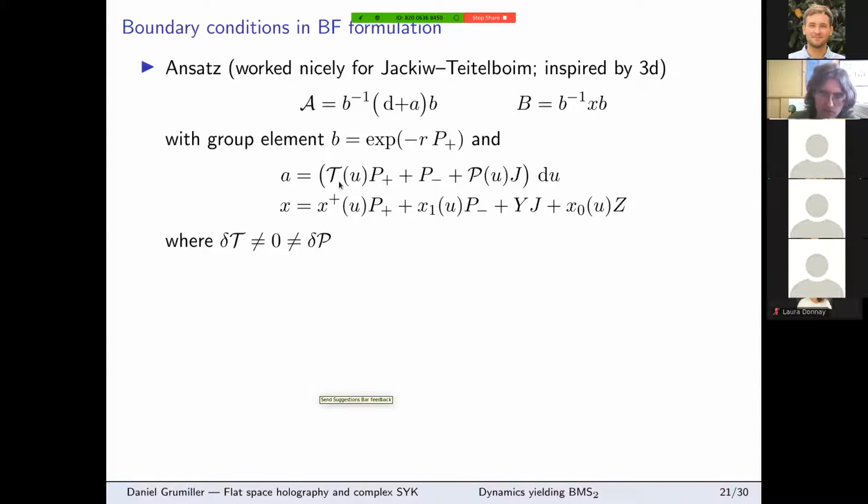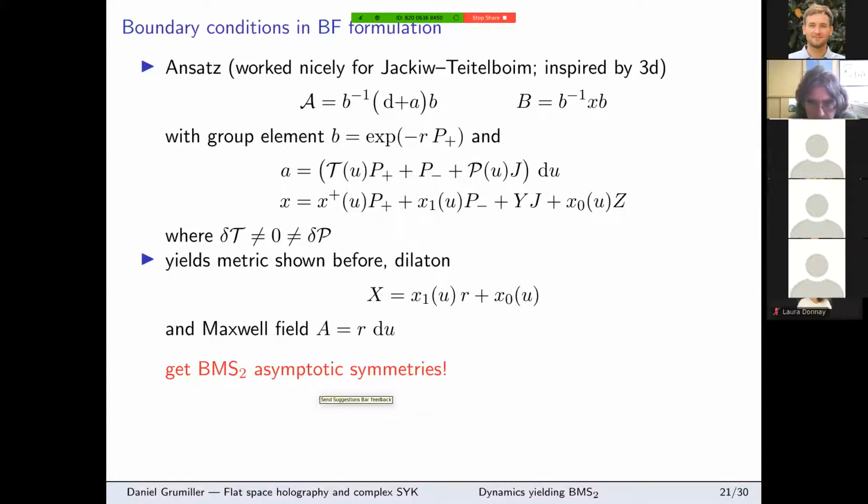And it turns out in order to get our boundary conditions on the metric, you have to pick the boundary connection a in the following way, where T and P are the 2 state-dependent functions that appeared earlier in our discussion of asymptotically flat metrics. Okay, and you do a similar thing for the scalar field. So also this scalar field B is decomposed into a boundary scalar field X and this same group element B. And our boundary conditions allow for arbitrary variations of T and P.